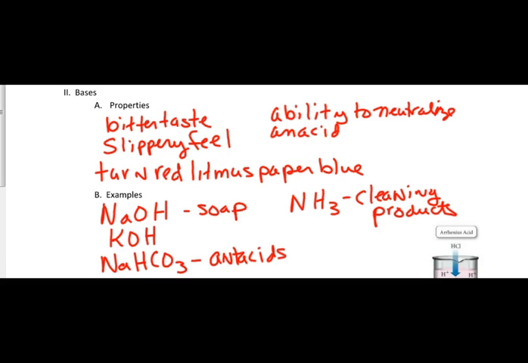Sodium bicarbonate, we use it in food, baking soda. We use it in acids. Some people used to use baking soda to brush their teeth. Ammonia is used in fertilizer and cleaning products. So bases and acids, we use all the time. They're in our everyday life.